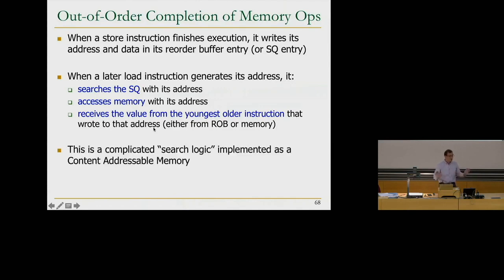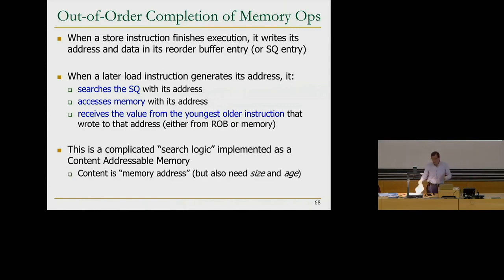So to be able to do this, you need a complicated search logic. And this is actually, remember the content addressable memory that I introduced in the previous lecture? This is the worst content addressable memory that you have to enable out-of-order execution of loads and stores. So content is really memory address, but you also need other stuff, like the size, like the age also. So let's take a look at this. This is called the store-to-load forwarding logic.